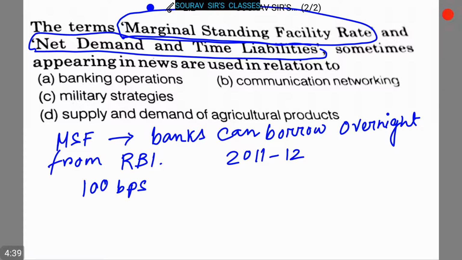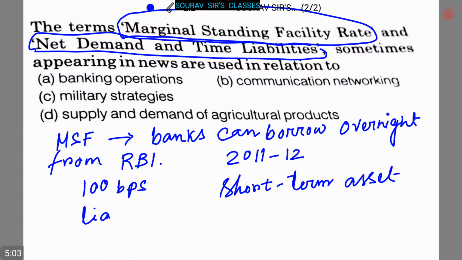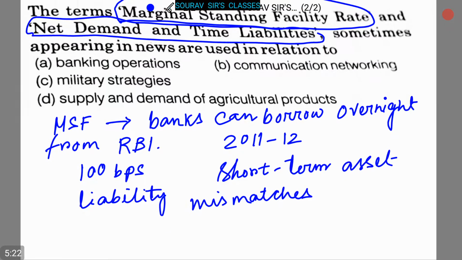Banks can borrow funds through MSF when there is a considerable shortfall of liquidity. This measure has been introduced by RBI to regulate the short-term asset liability mismatches more effectively.